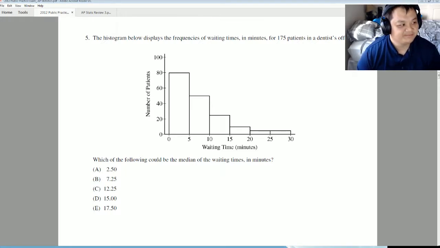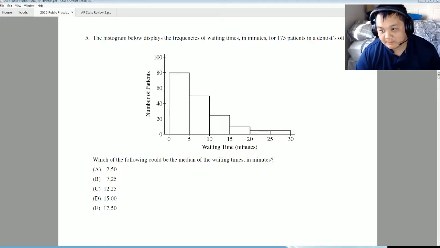I'll say it's 6.25. What answer? Well, you're going to say B, because that's closest to your 6.25. No, 7.25 is the closest for 5. I said 7.25. Oh, 7.25, yeah. Okay.